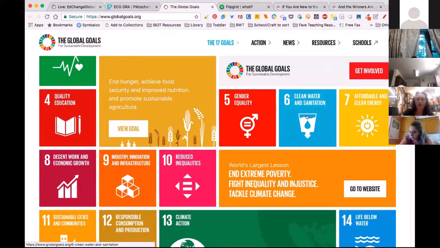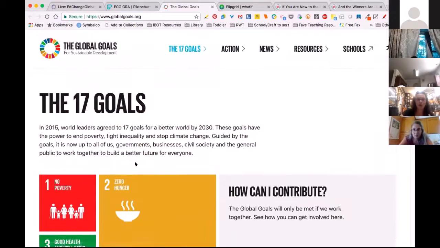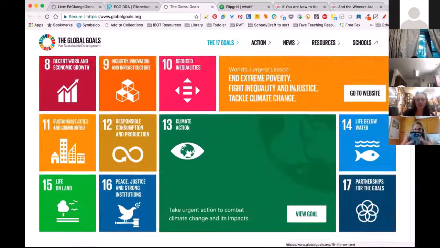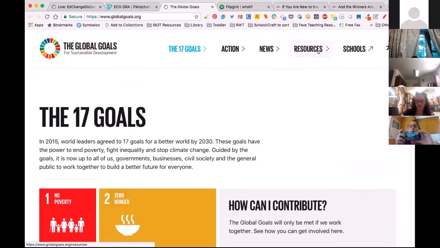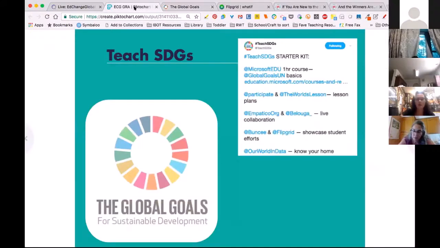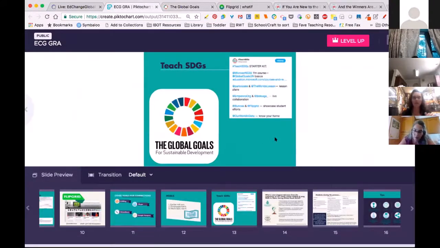I also printed out little miniature posters of all of these icons and sustainable development goals that I found under their resources, and hung them up in the library. So those were good baby steps, but I really want to go further with the sustainable development goals. I want to look more around and play around with the Teach SDGs website. I want to check out Empatigo and Beluga.